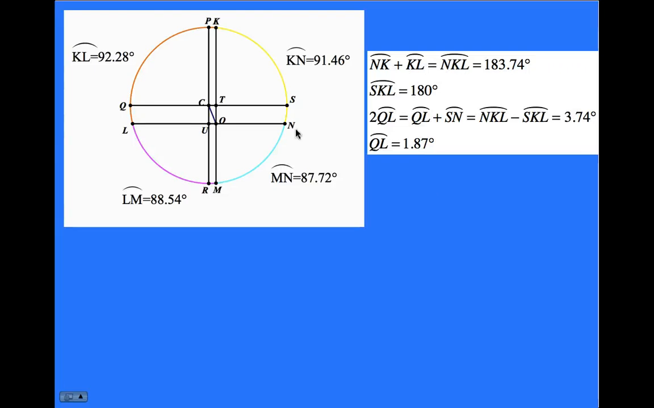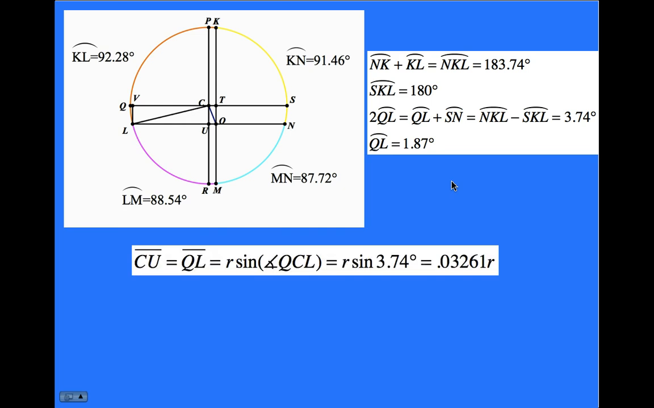We know that these two arcs, the summer and the spring arc, add up to 183.74 degrees, but we also know that SKQ is 180 degrees, half the circle. Well, QL and SN are equal to each other, and from that we're able to calculate how big they are. Once we know the length of QL, we could draw in this perpendicular VL. The arc QL is the same as the angle QCL, so we could use sine to figure out the length of VL, which is also the length of CU.